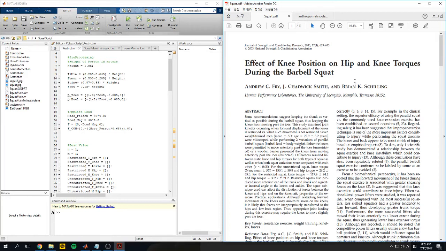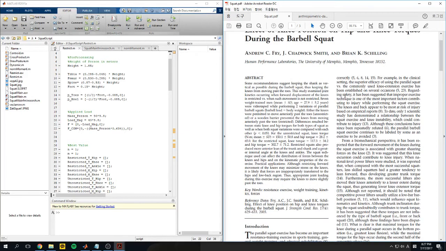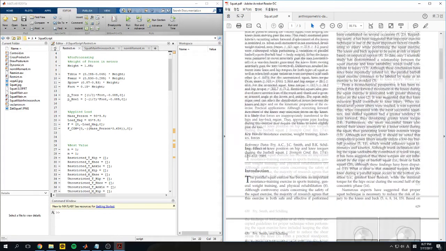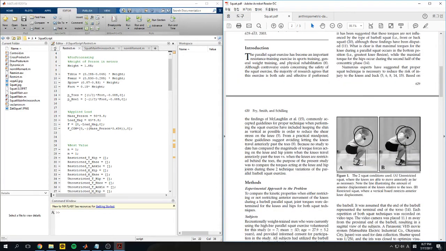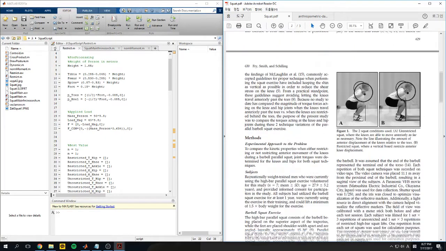The paper that we decided to validate on is called Effective Knee Position on Hip and Knee Torques During the Barbell Squat. This paper research explores the difference between restricted squat, which the knee is not able to go past the toes, versus unrestricted squat, where the knee is able to go past the toes.